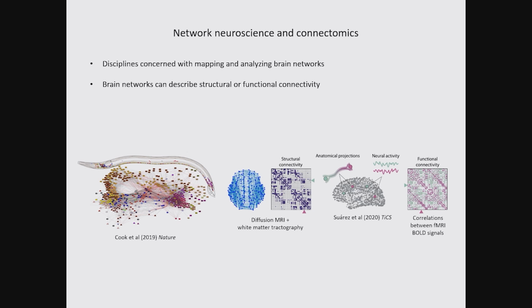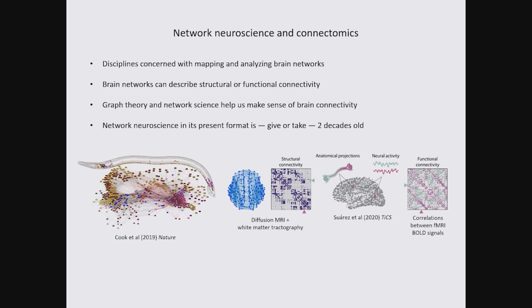And here we have a human brain network mapped from MRI. We can do this using diffusion MRI and white matter tractography. So this is a structural network. Or we can do it using functional connectivity, for example, correlation between fMRI BOLD signals. So this is a functional network. Both networks can be represented either as this wiring diagram or an adjacency matrix. And the whole enterprise of network neuroscience and connectomics is to use mathematical tools from graph theory and network science to try to make sense of this complicated jumble of connections.